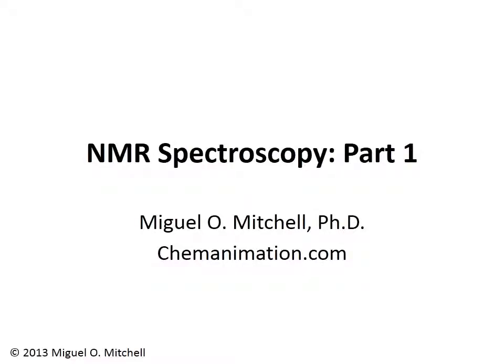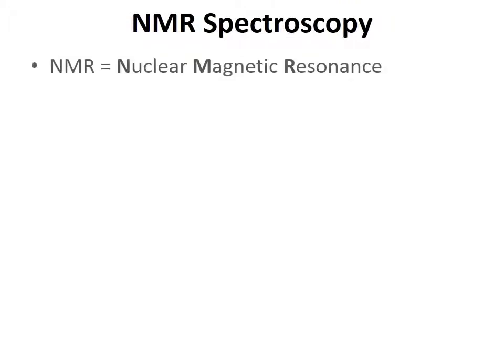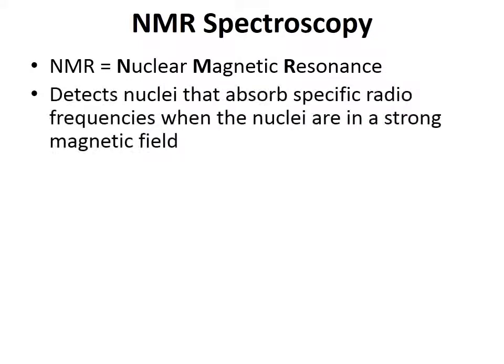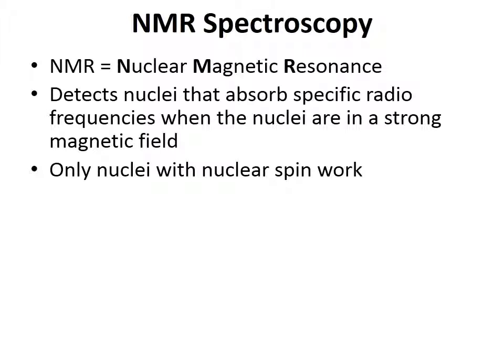This lecture is on NMR Spectroscopy, Part 1. NMR stands for Nuclear Magnetic Resonance. NMR spectroscopy detects nuclei that absorb specific radio frequencies when the nuclei are in a strong magnetic field. Only nuclei with nuclear spin work in NMR spectroscopy.